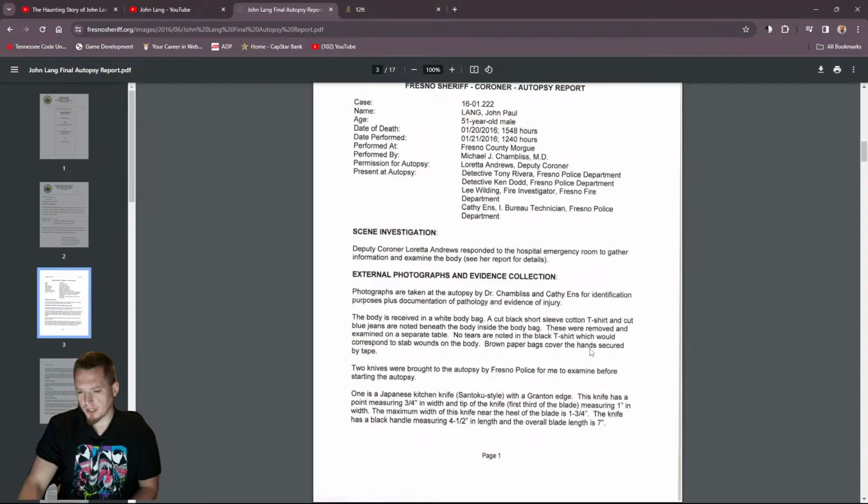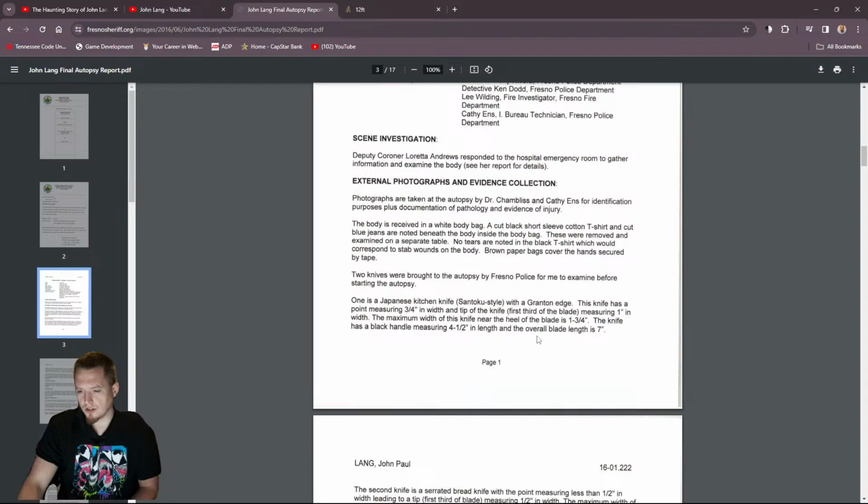Probably brown paper bag securing the hands. Probably trying to preserve any evidence on the hands or fingernails.